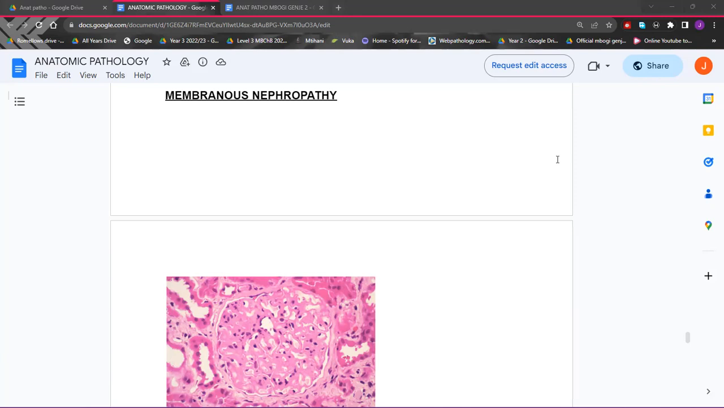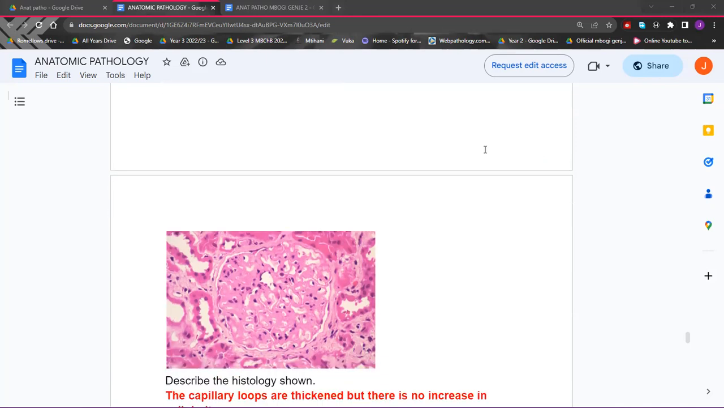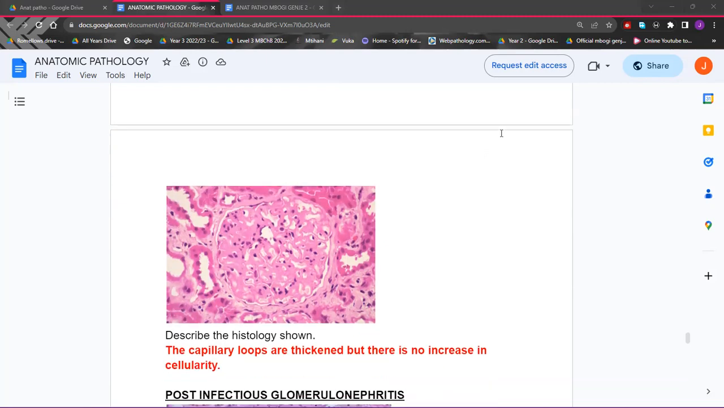So maybe we can describe the histology. Here we have capillary loops that are thickened, but there's no increase in cellularity. I think this is what you call membranous nephropathy. I didn't have time to fully prepare for this, but I had crammed the image. So basically, if you're in a tight fix and there's no time, maybe you can photograph this image and know how to explain this pathology. So you have capillary loops that are thickened and there's no increase in cellularity. Anybody who knows how to explain that pathology maybe can help us out.